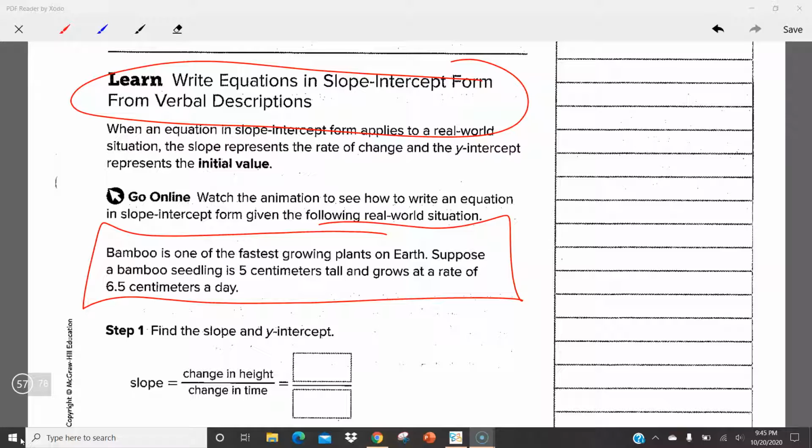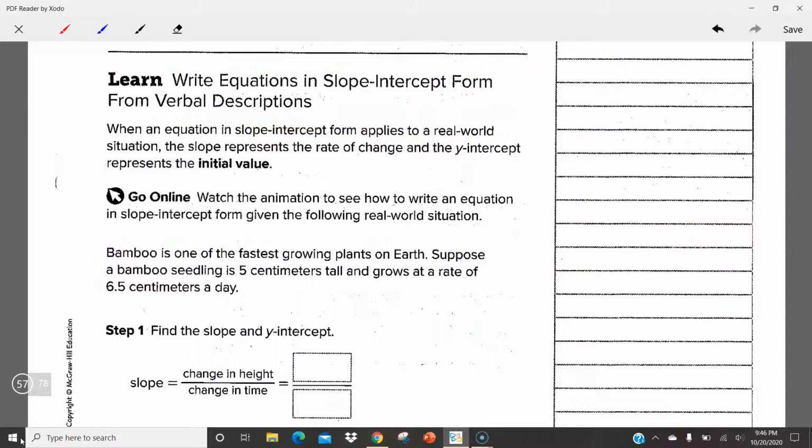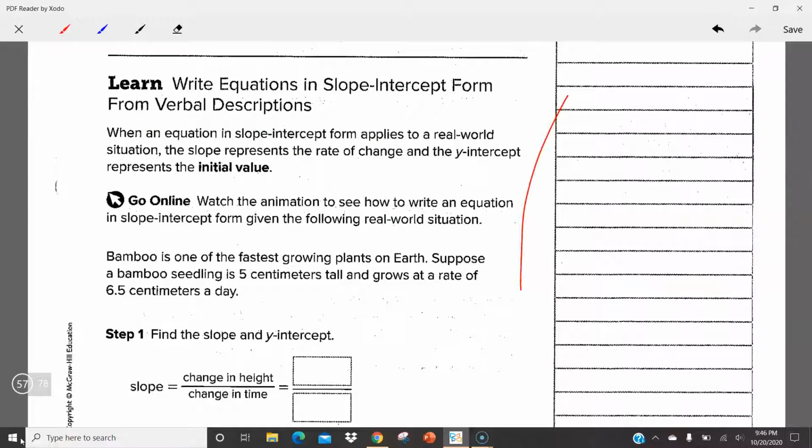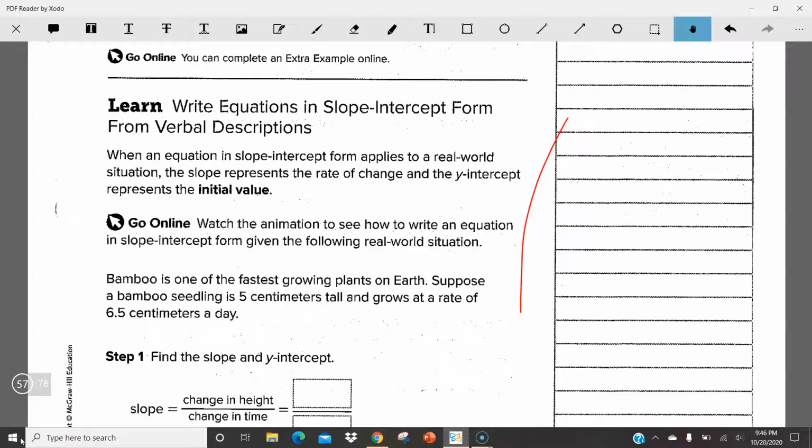So now we know that it starts off at 5 centimeters. So that's going to be our intercept, and it's going to grow at 6.5 centimeters a day. That is going to be our slope. So that's 6.5 centimeters per day. So if you'll see what they want us to do, I don't know, why did it go away?